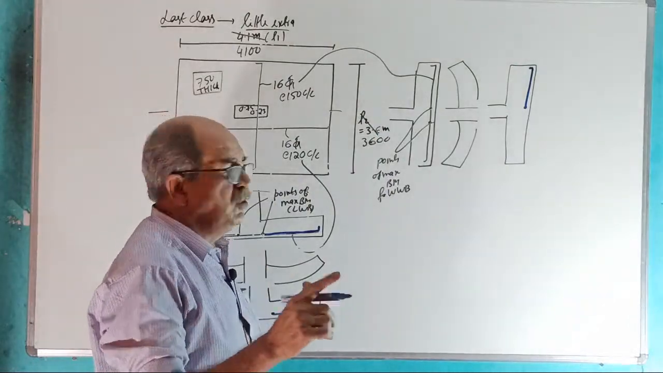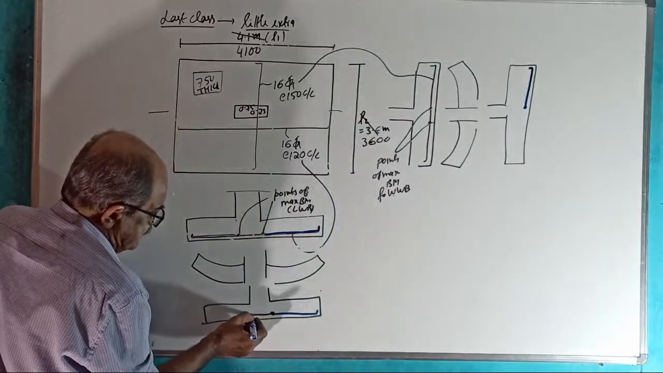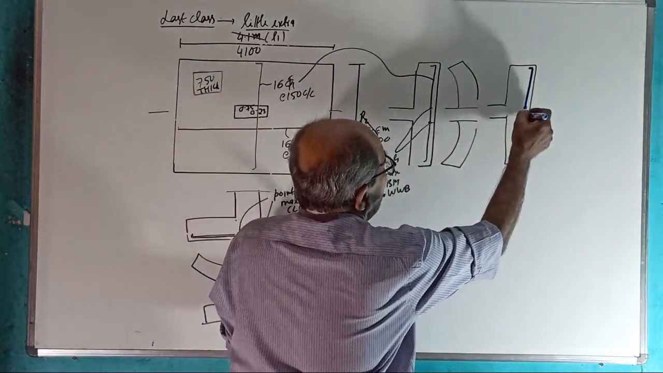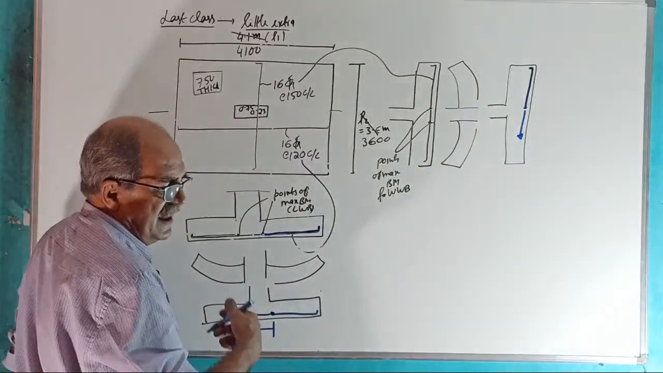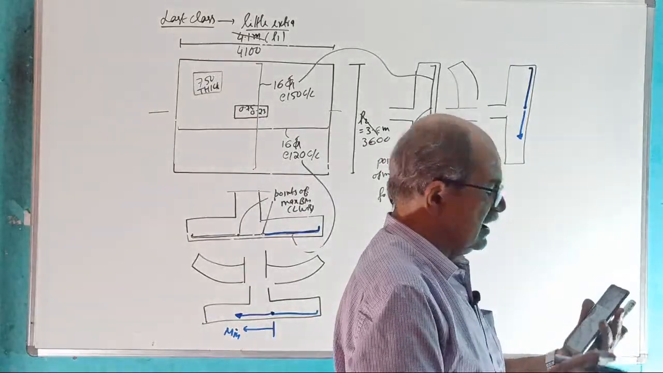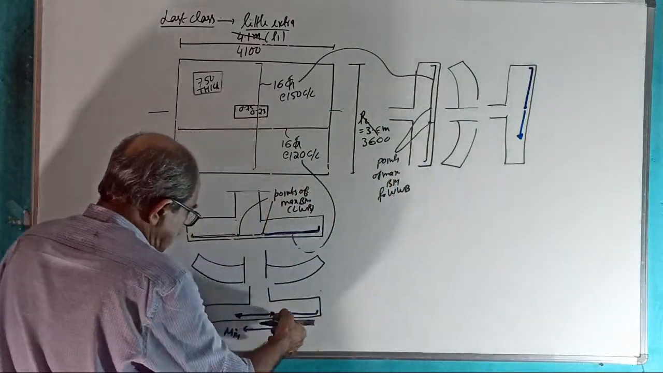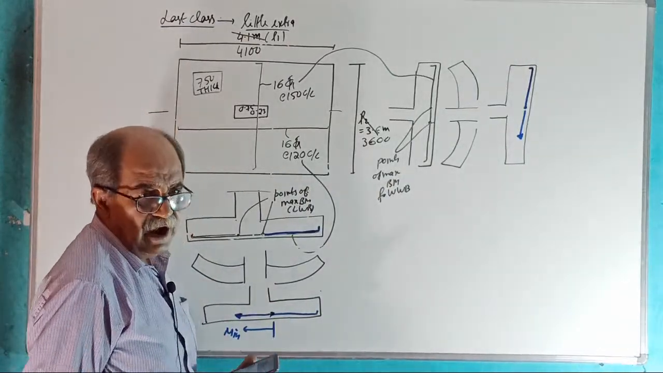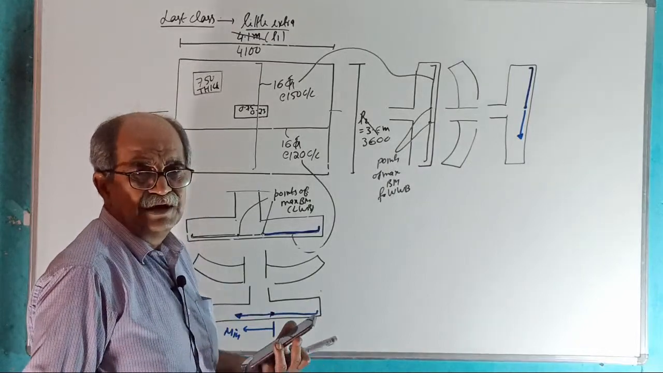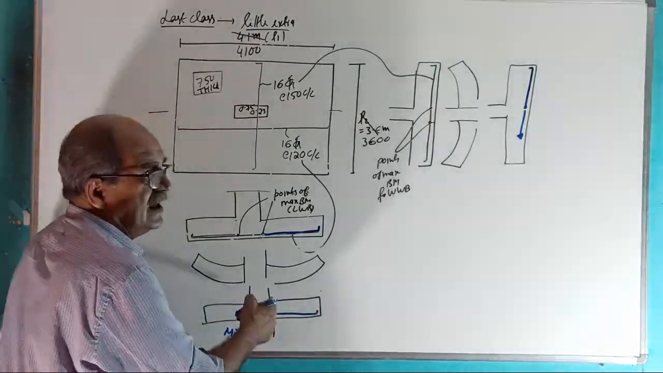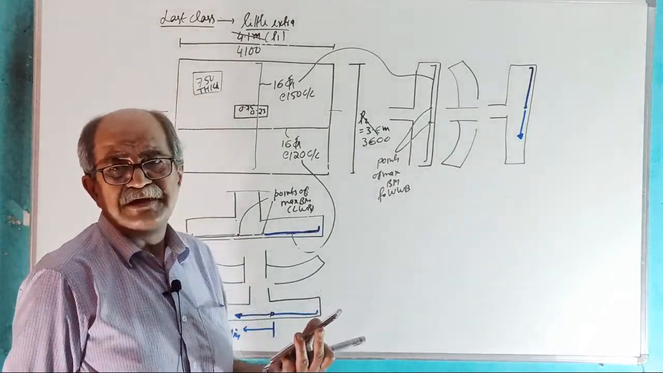Now, the rule is that from here, the bar should not be stopped. Actually, you are not stopping. As per code, this bar should extend this side. So this extension should be minimum how much? Tell me. You know that principle, I told earlier in RCC class and ETABS class. From here, it should extend further by how much? You cannot stop the bar here. You should extend by what distance?